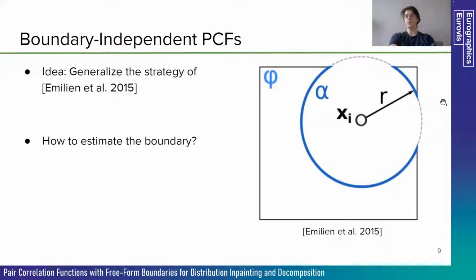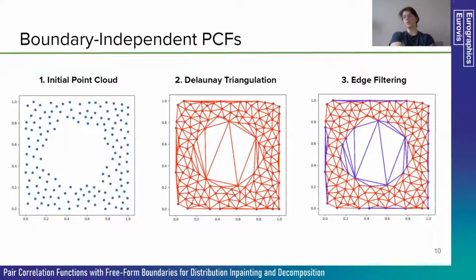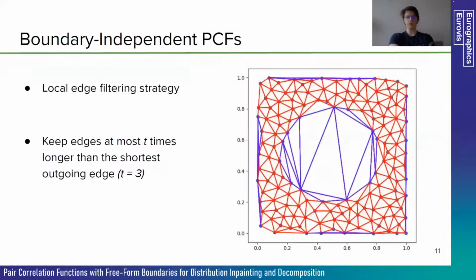So if we had an estimate of the boundary, we could use the same definition as here in order to scale our PCFs in a proper way. This is what we are going to do by first computing a Delaunay triangulation of the point cloud, and then pruning some edges using an edge filtering method in order to retrieve non-convex boundaries and inner boundaries. And we filter those edges using a local criterion.